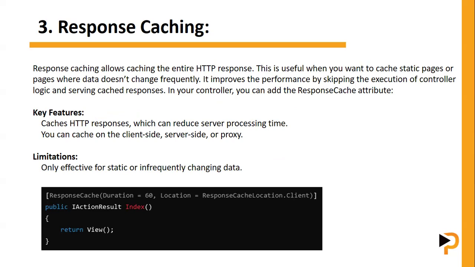In your controller, you can add the response cache attribute, and you can specify some attributes for response cache. What will be the duration, location, cache? Key features are: it caches HTTP responses, which can reduce server processing time. And you can cache on the client side, server side, or a proxy. So it is only effective for static and infrequently changing data. As you can see, there is an action result Index, and above it, we are just mentioning the attributes for the response cache.